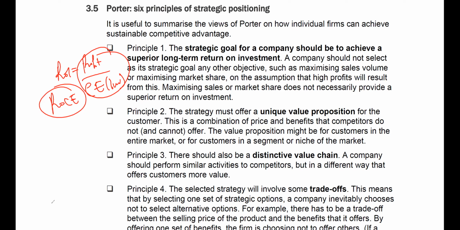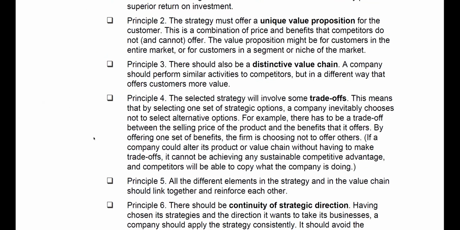Are we okay? So principle number 4 is that the selected strategy should involve some sacrifices. Do you understand? Because there's no way you do what you do to succeed without sacrifices, right? So the selected strategy will involve some trade-offs. This means that by selecting one set of strategic options, a company inevitably chooses not to select alternative options, right? For example, there has to be a trade-off between what? The selling price of the product and the benefits that it offers. By offering one set of benefits, you are choosing not to offer the others. Remember, otherwise you may run at a loss, right?